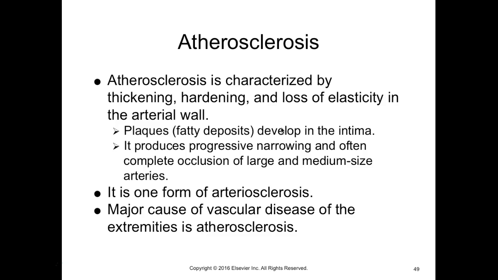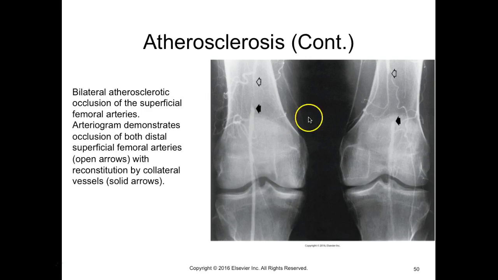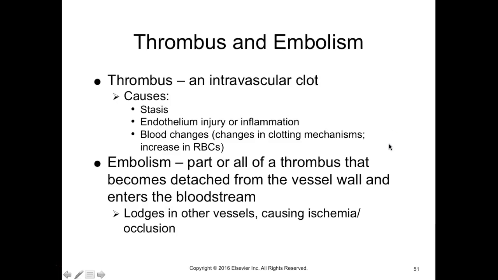The major cause of vascular disease in the extremities is atherosclerosis. So you can see it here. Right there, there's occlusion of the superficial femoral arteries. This looks more like the popliteal, but I'm not going to argue with them. So you can see it on both sides. Yikes, not good, not good. So little trace is getting through, but not by a lot. And you have the surrounding vessels, which are still feeding.